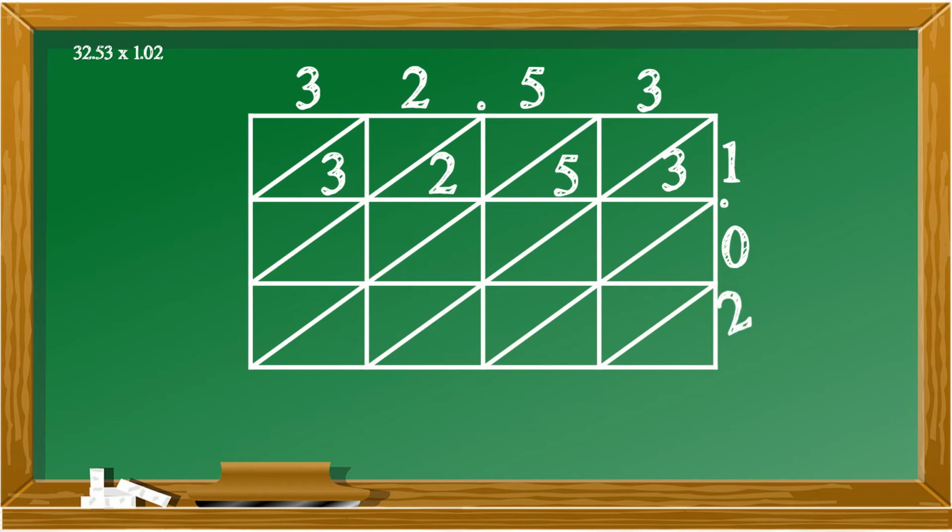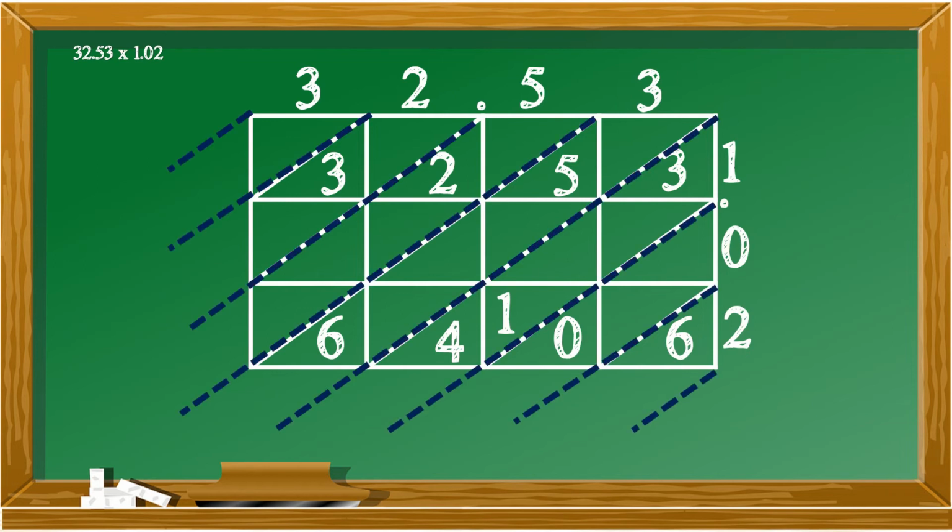So we have 2 times 3 is 6. 2 times 5 is 10. Since 10 is a 2-digit number, we will put the last digit in the lower part and the first digit in the upper part, just like that. 10. And then 2 times 2 is 4. 2 times 3 is 6. And then let us add by drawing lines diagonally, just like this.